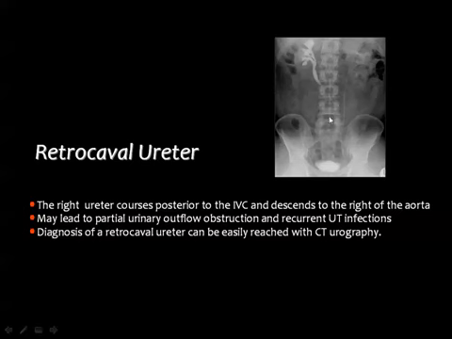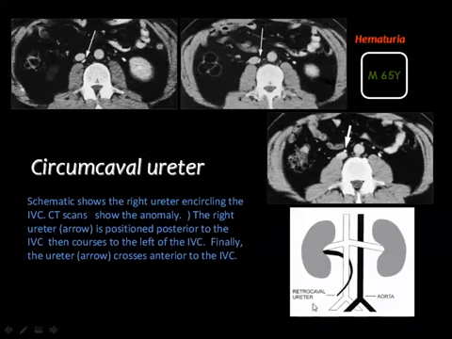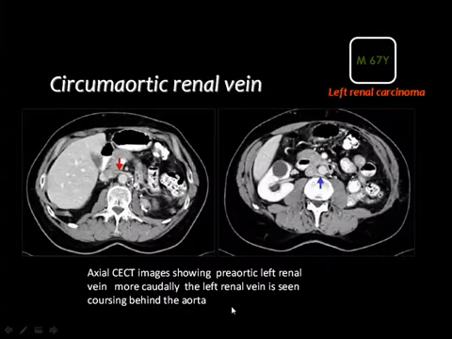Behind the IVC, there may be impedance of the ureter and some dysplasia in the collecting system, which may initiate infection and calculi formation. And there is an anomaly known as circumcaval ureter, where the ureter is coursing around the IVC. Here in the three sections, the ureter is posterior to the IVC, to the left of the IVC, and anterior to the IVC, meaning that it is a circumcaval ureter.